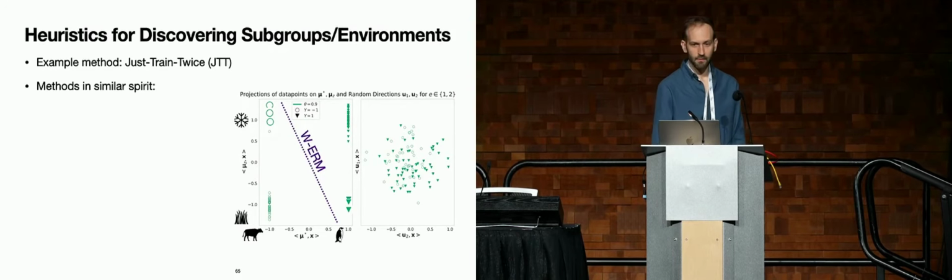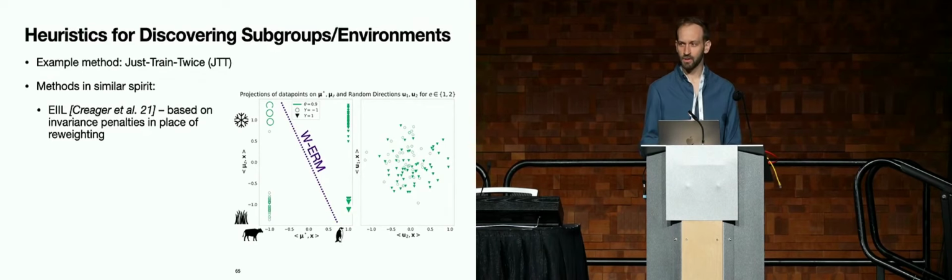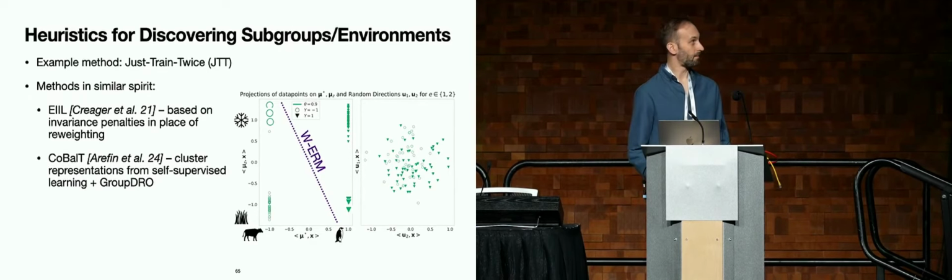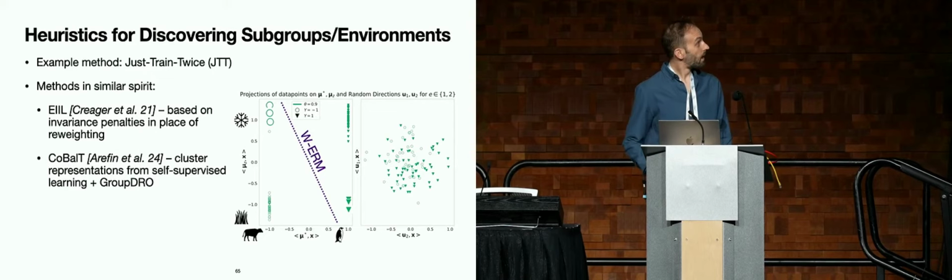So there are several methods that are similar in spirit, like EIIL and Creager et al., which do the parallel, but instead of reweighting, they use invariance penalties. And maybe an even more elaborate method is a recent work by Arpit and collaborators, which uses a self-supervised method to learn representations, and then they cluster these representations to obtain groups and run the group DRO algorithm we talked about earlier on these obtained groups.